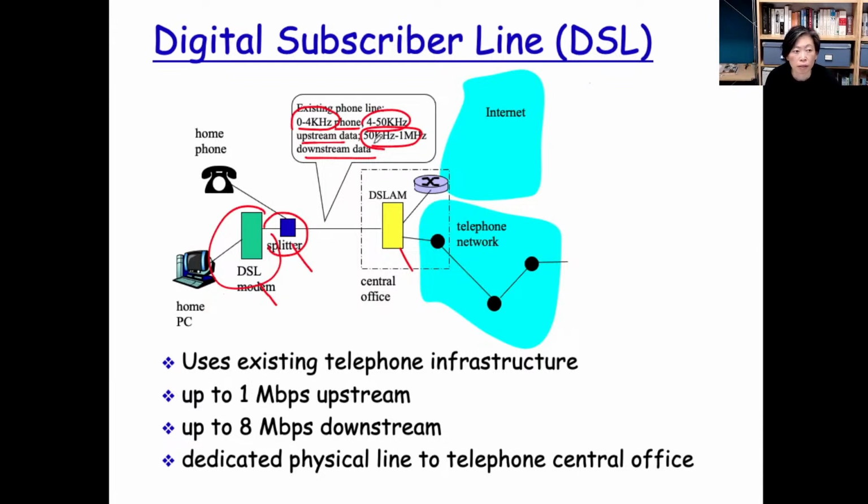So phone goes through the 0 to 4K hertz frequency band, upstream data 4K to 50K hertz, and downstream data 50K hertz to 1 megahertz. You see that the downstream data uses a wider frequency band, and so, not surprisingly, upstream bandwidth is only 1 megabit per second, and downstream we get 8 megabits per second.